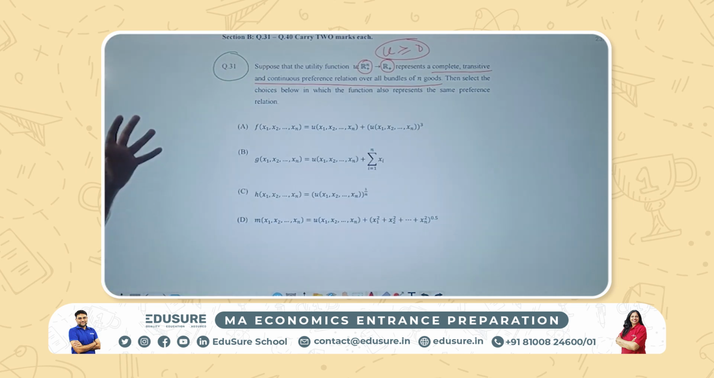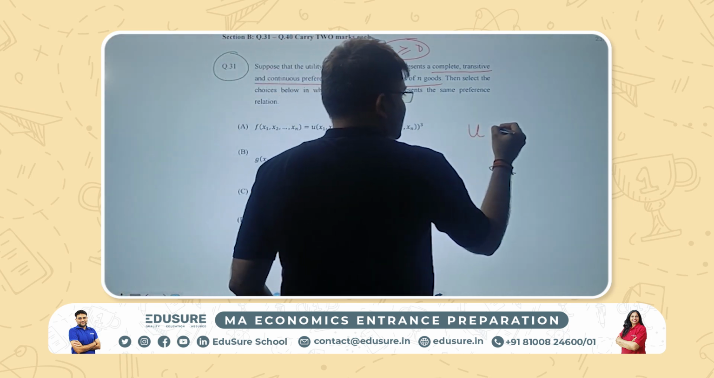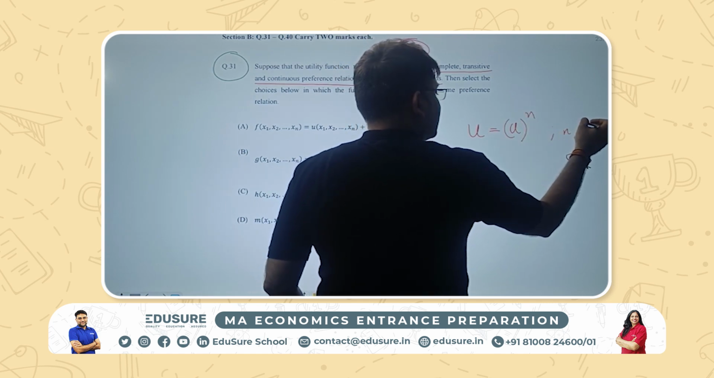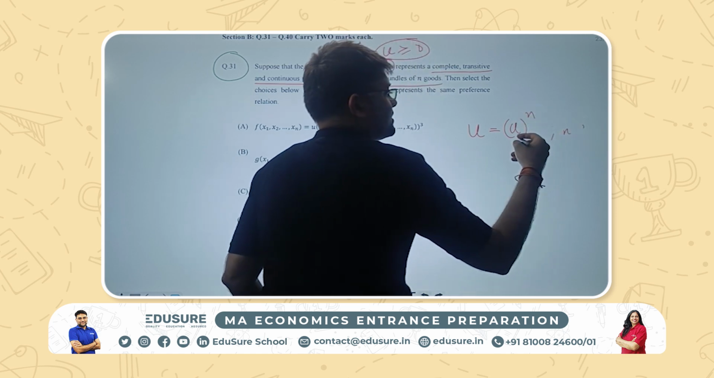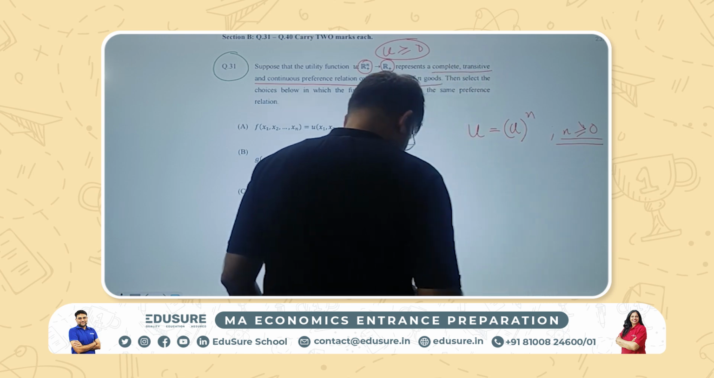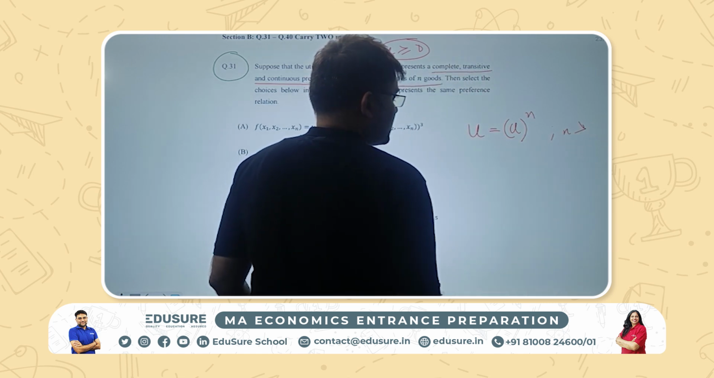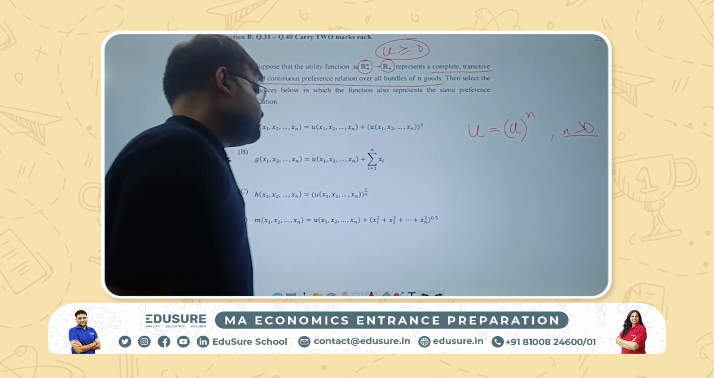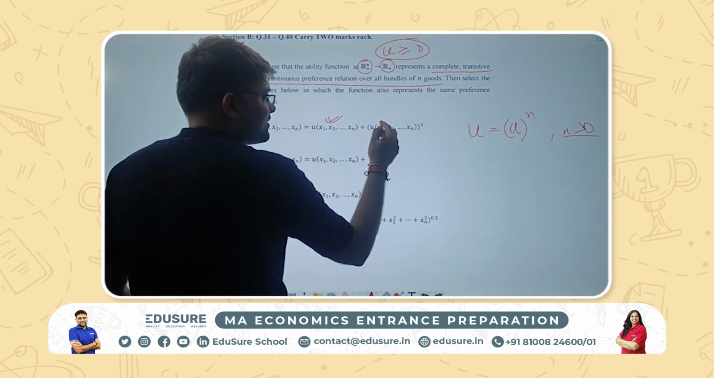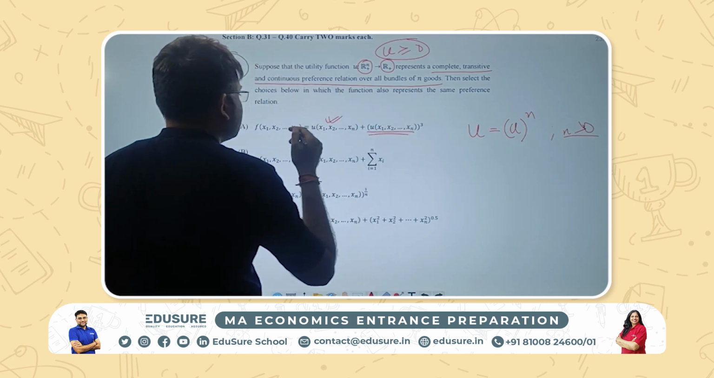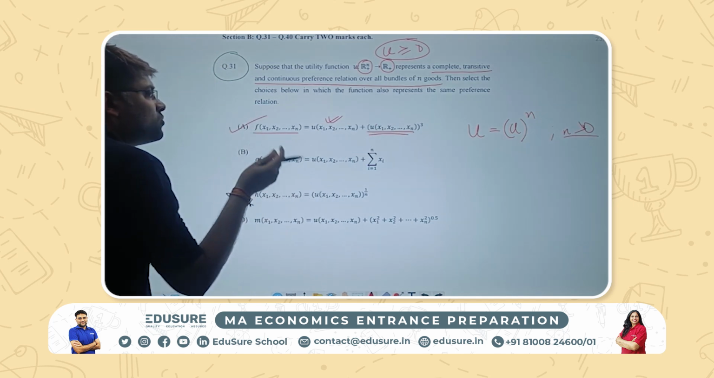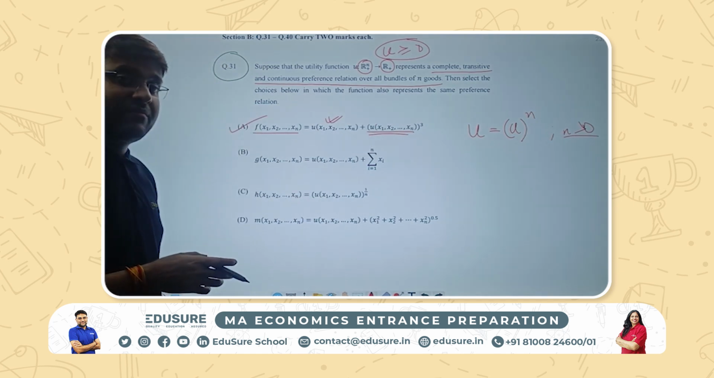Now, a monotonic transformation of the utility function will be any power of U, where n is any real number greater than 0, not equal to, so we can remove the equality. If n is greater than 0, it will work. So this is a monotonic transformation. This is the utility function itself, and U to the power cube is also a monotonic transformation. So overall f, which is a summation of two monotonic transformations, will also represent the same preference relation.